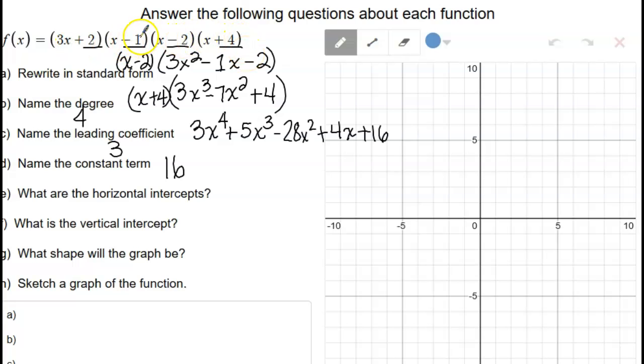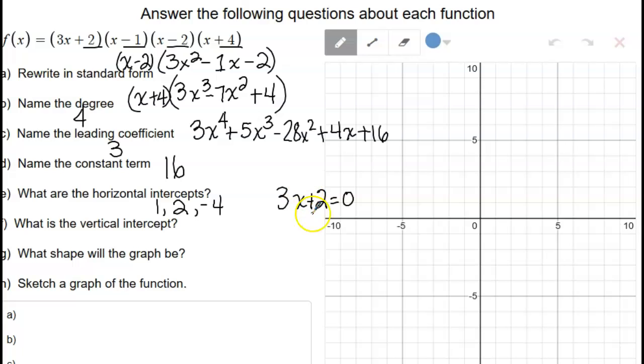So the horizontal intercepts. What value of x is going to make this whole thing equal to 0? That would be a positive 1. What value of x is going to make this whole thing equal to 0? That would be positive 2. What value of x is going to make this whole factor equal to 0? Negative 4. Okay? Really what you're doing is you're taking every factor and you're making it equal to 0.